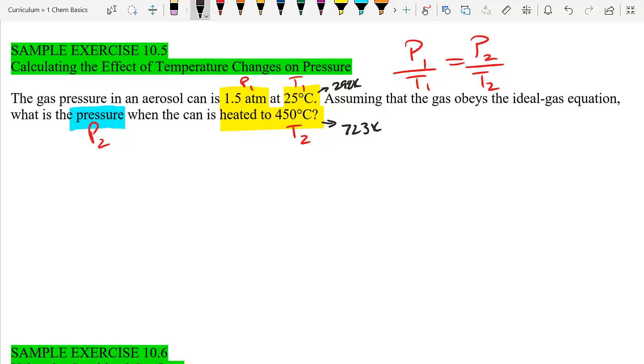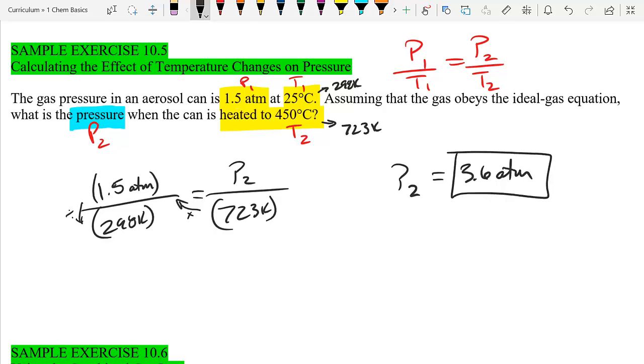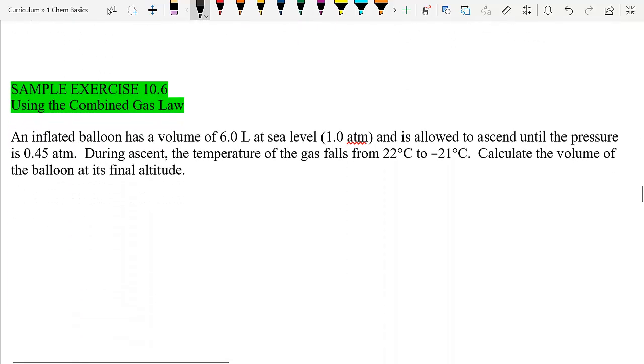723 kelvins. So plugging into our expression, our 1.5 atmospheres should then be divided by our 298 kelvins. It'll be set equal to our unknown P2 over 723 kelvins. And when you solve, 723 multiplies up by 1.5 atmospheres, then you divide by 298, and our final pressure comes out to 3.6 atmospheres of pressure. Do that practice as well, and we'll move on to 10.6.